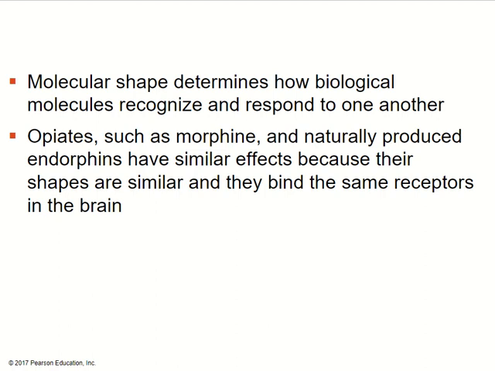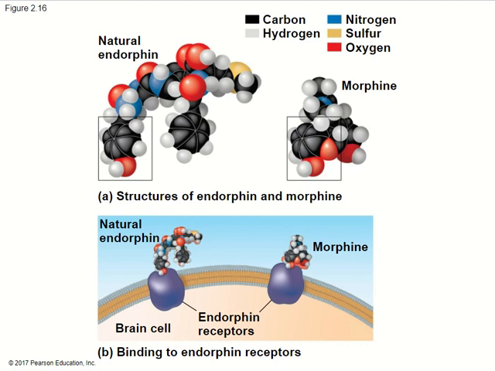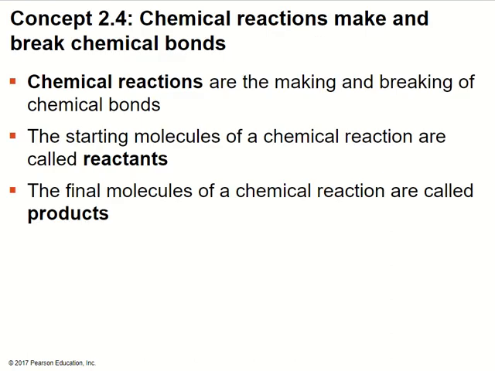Opiates, such as morphine, are similar to naturally produced endorphins. They have similar effects because their shapes are similar to each other, and thus they bind to the same receptors in our brains, thus activating the functions of those receptors.